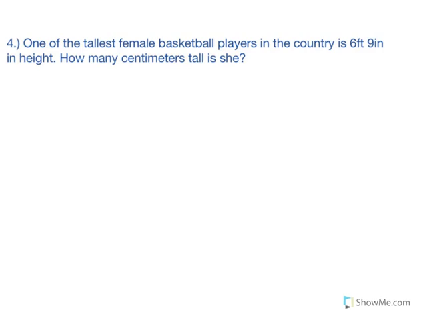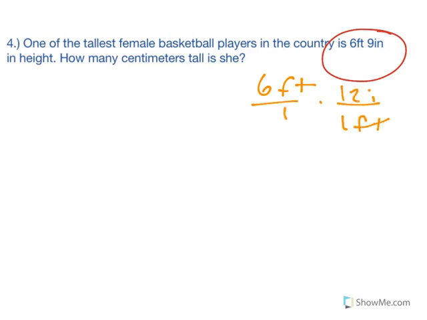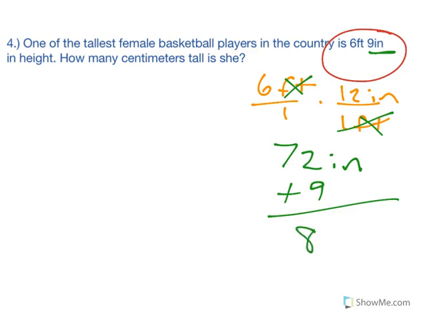Number 4, one of the tallest female basketball players in the country is 6 feet 9 inches. That's tall. So, how many centimeters tall is she? Well, right now we are in feet and inches. That's not okay. We have to be all in one unit. So I want to go everything to inches because just like in number 3, I can go from inches to centimeters. So first off, I know if I have 6 feet, in 1 foot there are 12 inches. So this allows me to say 6 feet is the same as 72 inches. Let's add on her 9 additional, and we know that this tallest player is 81 inches tall.